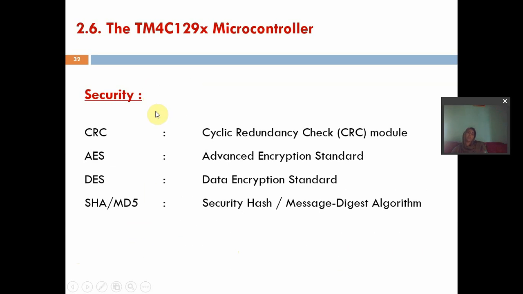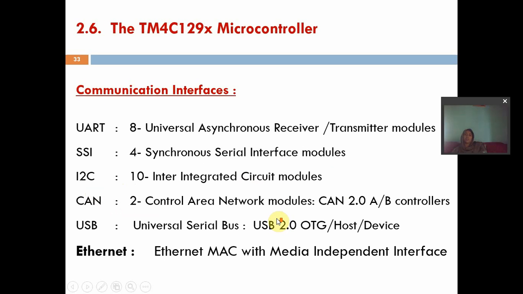So for security purposes, we have CRC, cyclic redundancy check module, AES, advanced encryption standard, DES, data encryption standard, and SHA, for security purposes. So these are the different types of communication interfaces in TM4C129. UART: 8 UART channel modules are there. UART is universal asynchronous receiver or transmitter, meaning serial to parallel data conversion in the receiver and parallel to serial conversion in the transmitter.